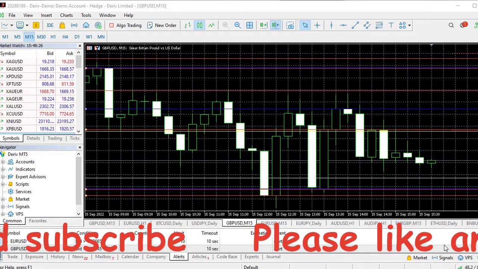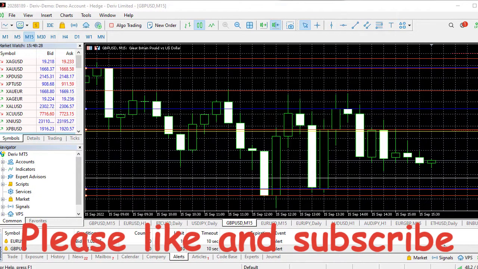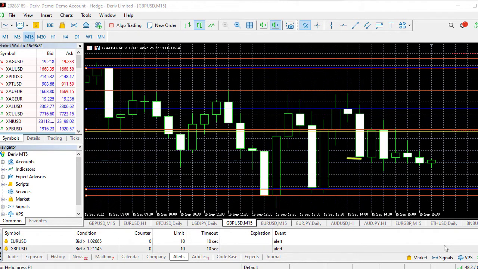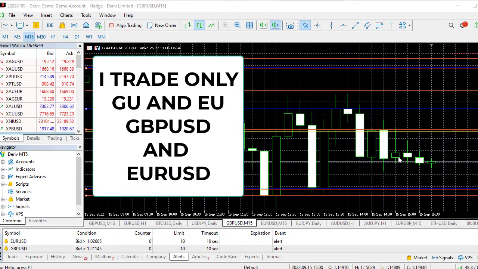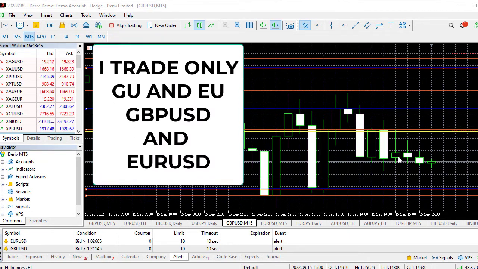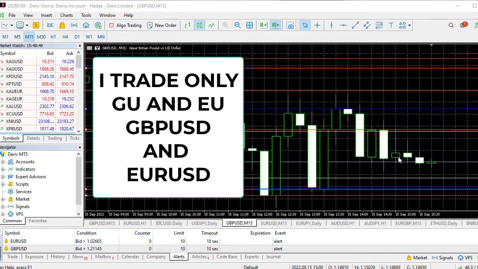Okay, guys. So now the first trade I was taking, we were looking at a support level. So we placed a buy trade just around this level. The first trade I was taking was on GU. As you know, I trade just GU and EU. That's pound US dollar and the euro US dollar. I trade only those two pairs on binary.